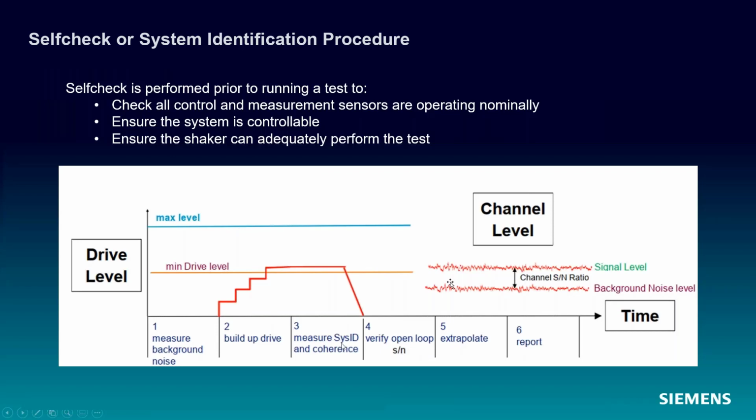Then after that, using the measured transfer functions, we can extrapolate what the responses are going to be, and then we report out those responses and their maximum levels. And we'll look at our system verification tool that gives you a lot of that information.